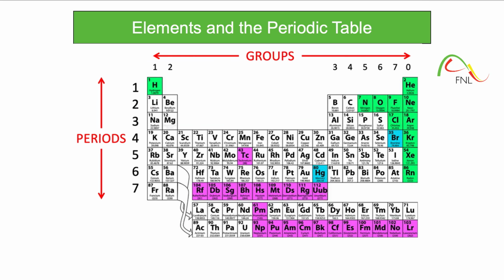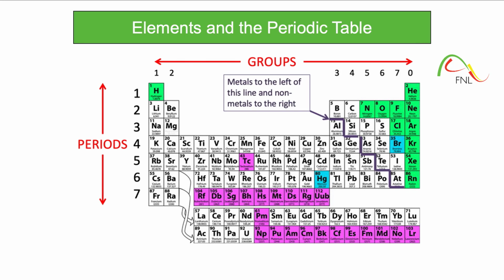Now, as well as groups, going across, we've got what are called periods. The periods are the horizontal rows. So we've got period 1, that's just got in it hydrogen, helium. Period 2, lithium to neon. Then period 3, sodium to argon. Period 4, potassium, krypton, and so on. So those are the periods.